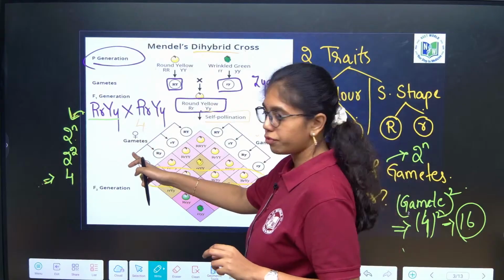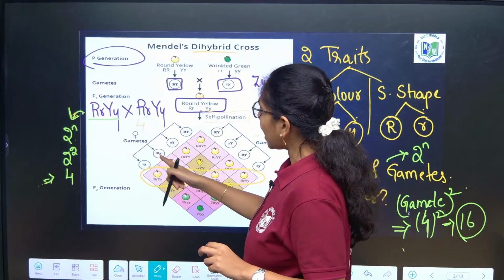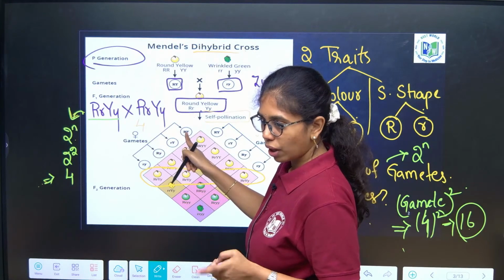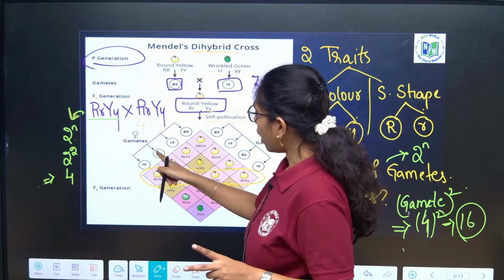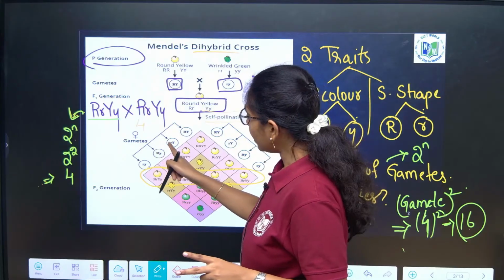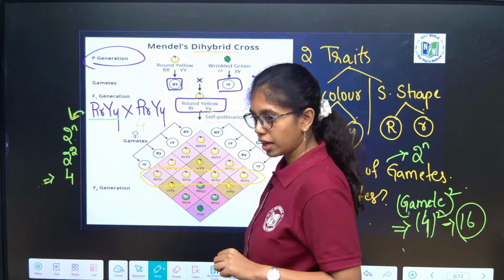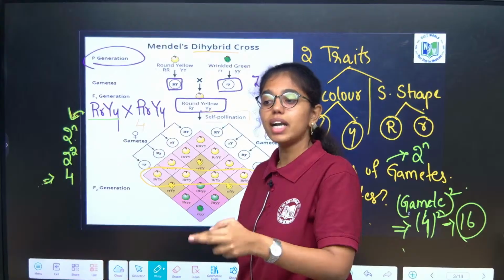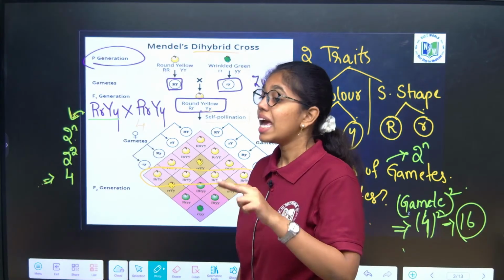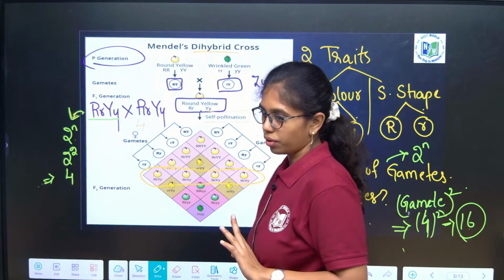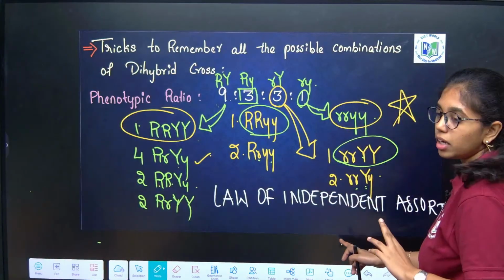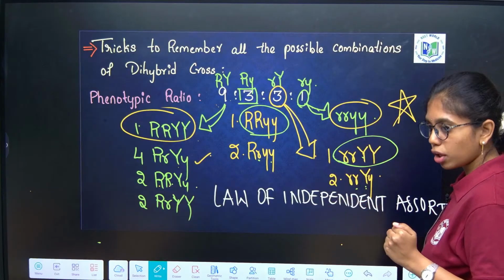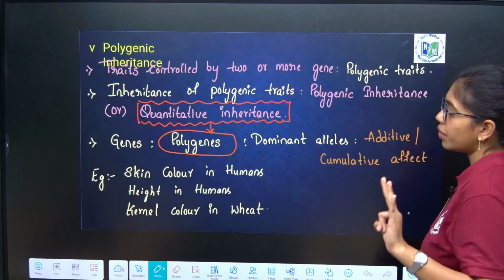When gametes are being formed from the parents, is R always moving with capital Y? No. Is round always with yellow? No. Round is sometimes with green also. Wrinkled is with yellow, wrinkled and green is also there. So that allelic combination at the time of gamete formation is independent of each other. That is said in the law of independent assortment by Mendel from the dihybrid cross. As such he has given 3 principles.